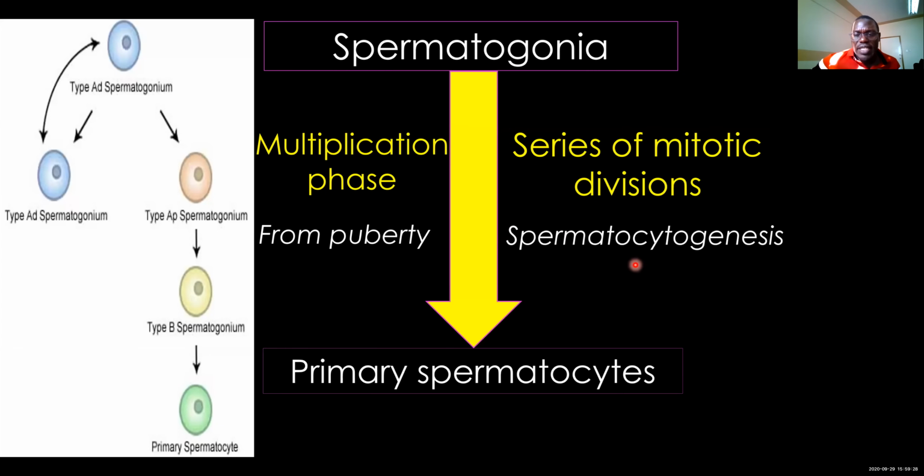So spermatocytogenesis is the process of formation of primary spermatocytes. How does it occur? It occurs through a series of mitotic cell divisions of the spermatogonia, multiple series of mitotic cell divisions. Great. Now we have primary spermatocytes. The primary spermatocytes are present in millions. They're present in millions within the testis.